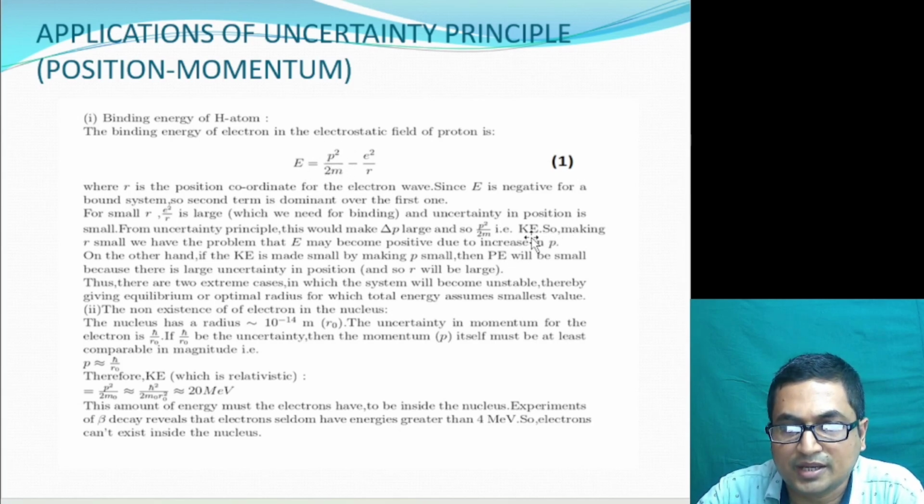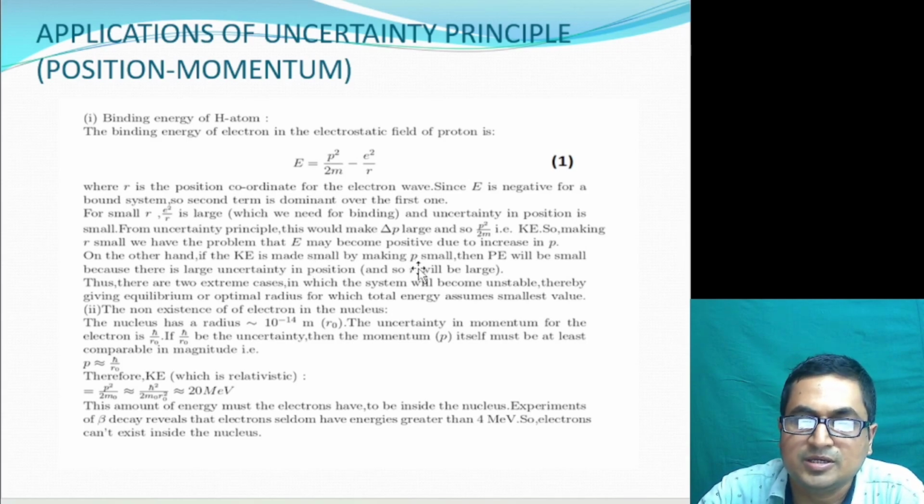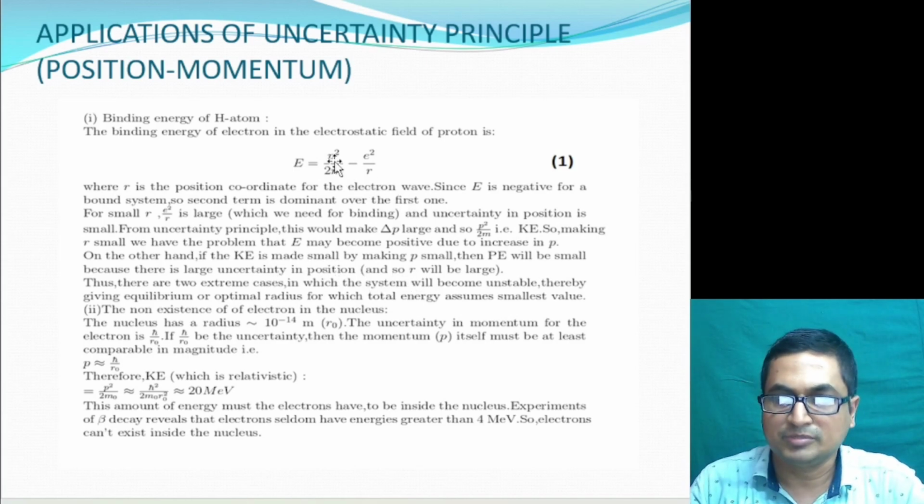Now since kinetic energy is large, and kinetic energy is a positive term, that means E is now becoming positive. It may become positive due to this increase in p. And if, on the other hand, we make the kinetic energy small by making this p small, that means the uncertainty in momentum is small.